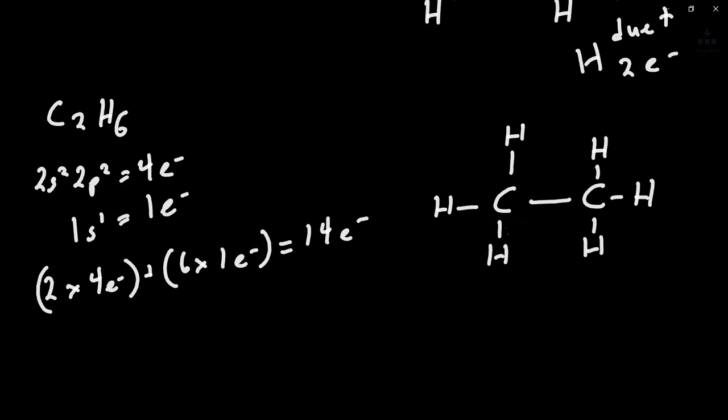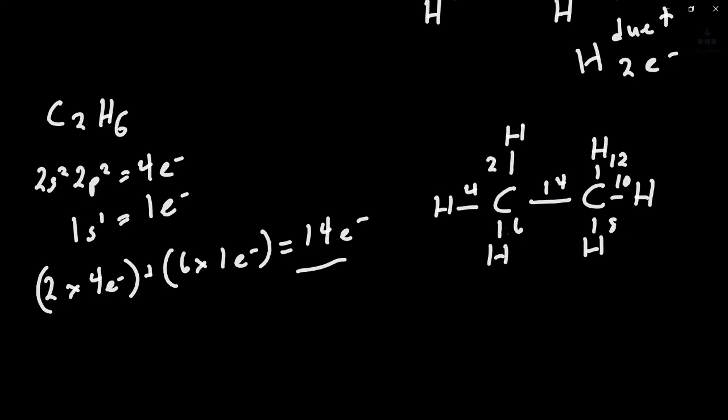Now we need to count up our electrons. We have 2, 4, 6, 8, 10, 12, and then in the middle, 14. We said we had 14 to use, so we're good. So this is probably a reasonable structure.